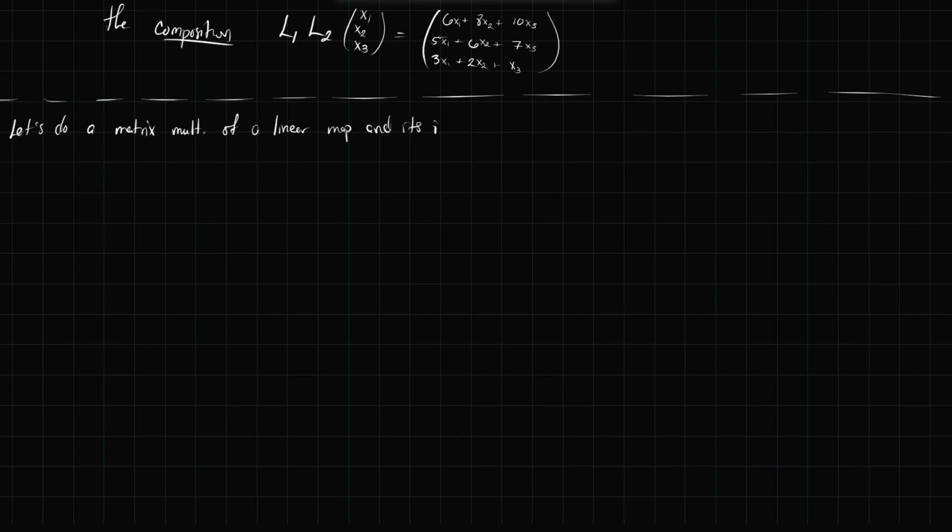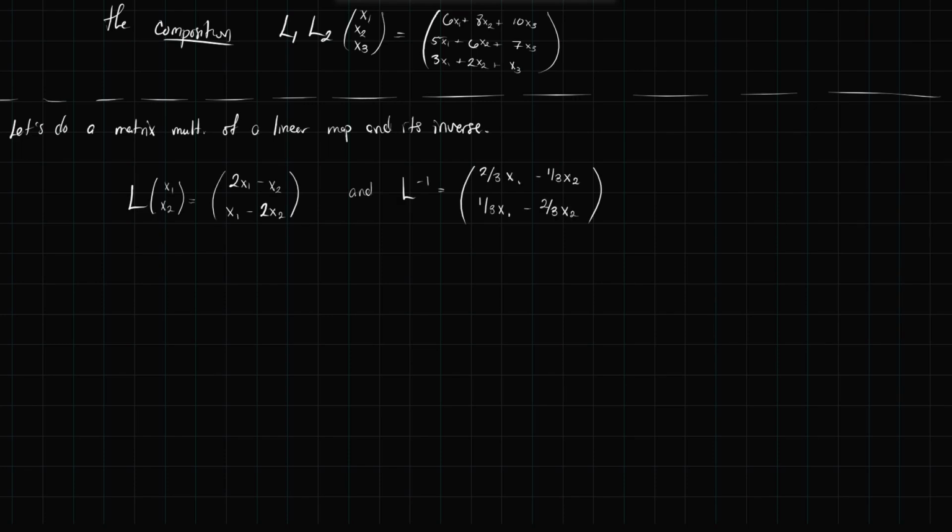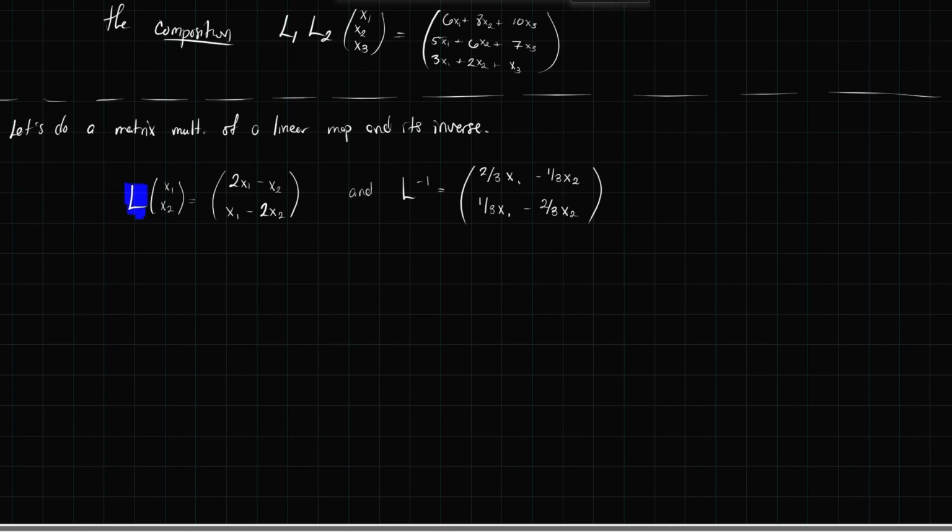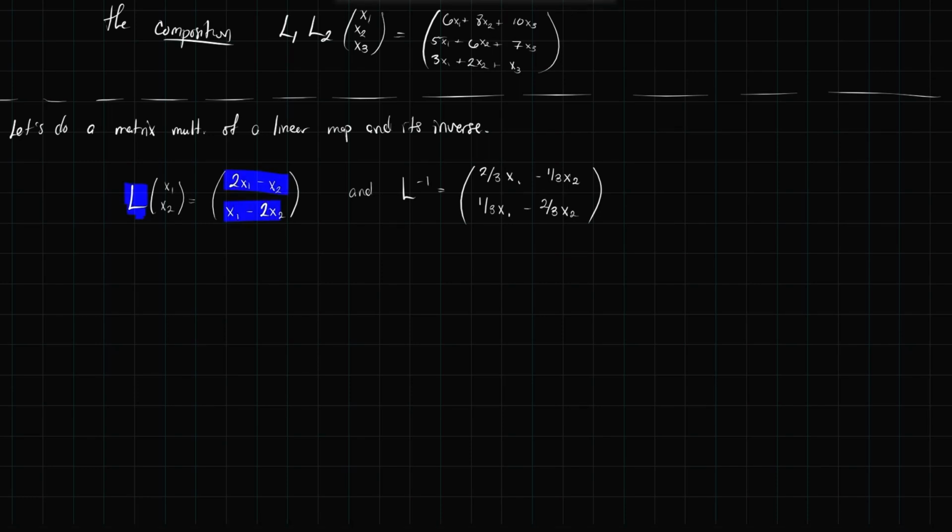and its inverse. Okay, so in the last video, I tackled a linear map and its inverse, and those were the following. The linear map L on x1, x2 was 2x1 minus x2 and x1 minus 2x2. And then we had calculated and actually proven that its inverse was 2/3 x1 minus 1/3 x2, 1/3 x1 minus 2/3 x2. Let's see what this looks like as matrices and matrix multiplication. So let's go ahead and compute L inverse x1, x2, and L inverse L x1, x2 as matrices instead.